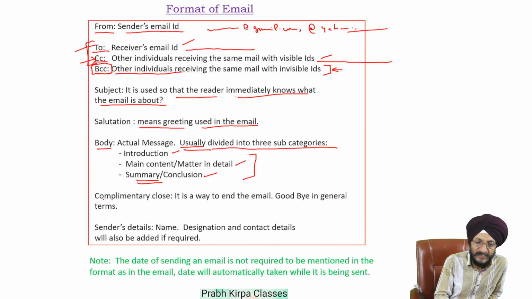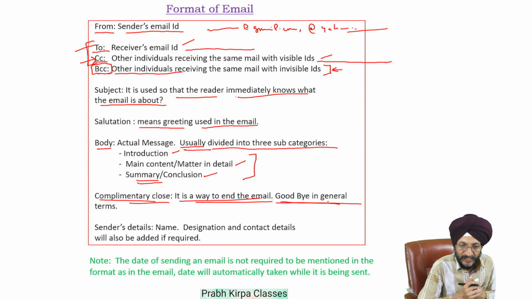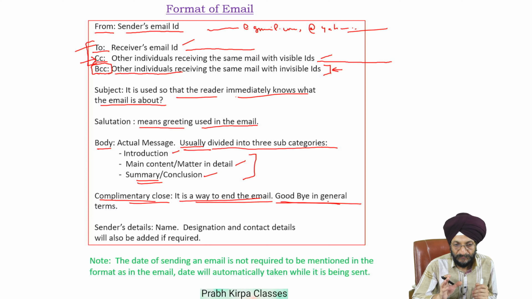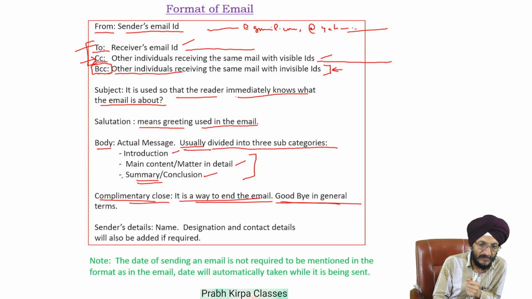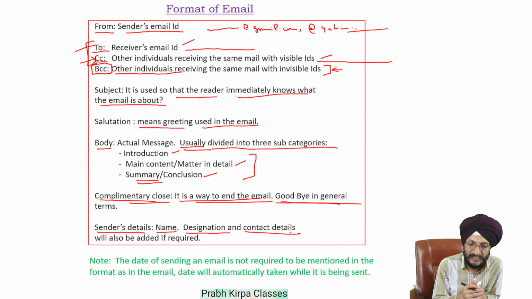At the last comes the complimentary clause. It is a way to end the email. In other words, we can say it means goodbye. Then comes the sender's details, in which we mention the name, designation, and contact details.